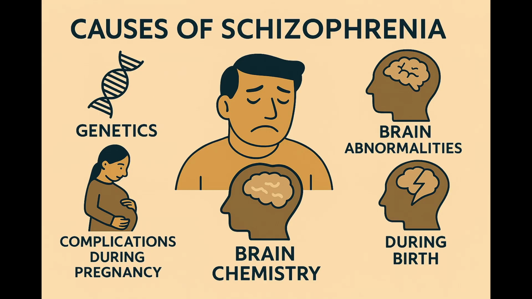5. Environmental stress. Image element, a storm cloud, shadows, or downward pressure on the character. Explanation, high stress during childhood or adulthood, including trauma, abuse, neglect, or growing up in a highly dysfunctional household may act as triggers in someone already genetically vulnerable.